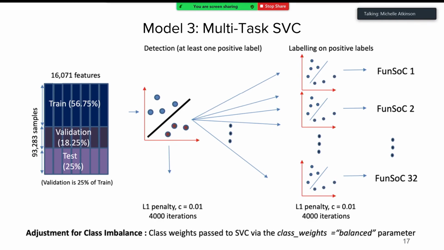The reason we're looking at all of these, and I want to highlight something here, is that we have a very limited training data set, and we are concerned that for any one of these 33 FunSoCs we would not have enough data to make a robust classification. So we wanted to look at a variety of techniques and see how they would perform.